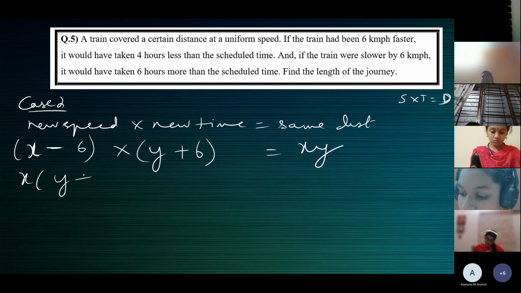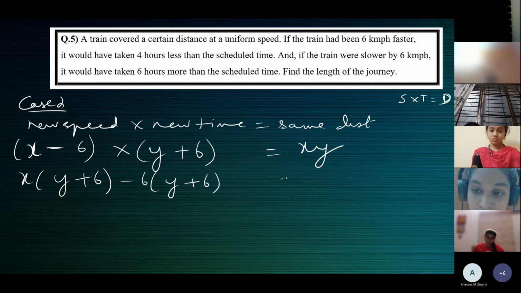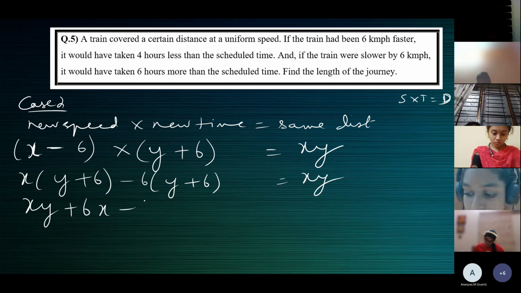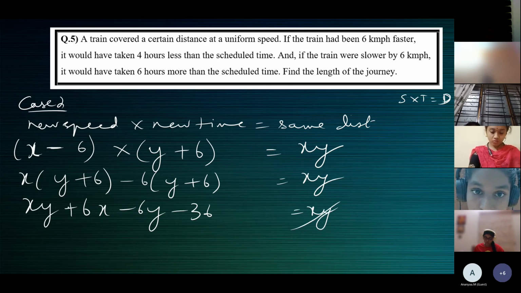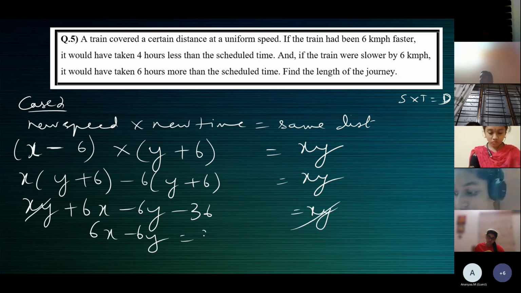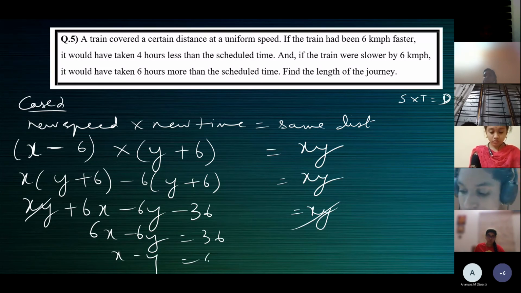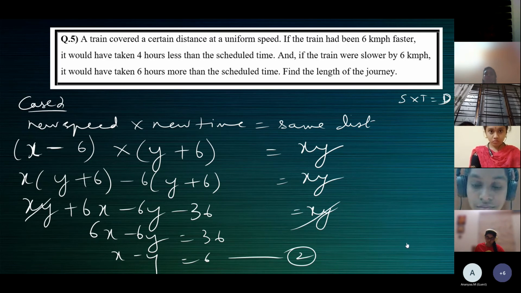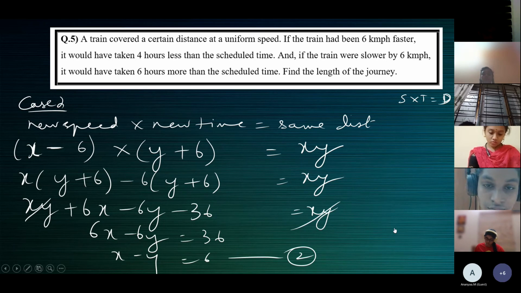x into y plus 6 minus 6 into y plus 6 is equal to xy. xy plus 6x minus 6y minus 36 is equal to xy. xy gets cancelled on both sides. So 6x minus 6y is equal to 36. You can simplify this to x minus y is equal to 6. Second equation. Take a screenshot, children. Solve the two equations and find the values of x and y, and hence find xy.